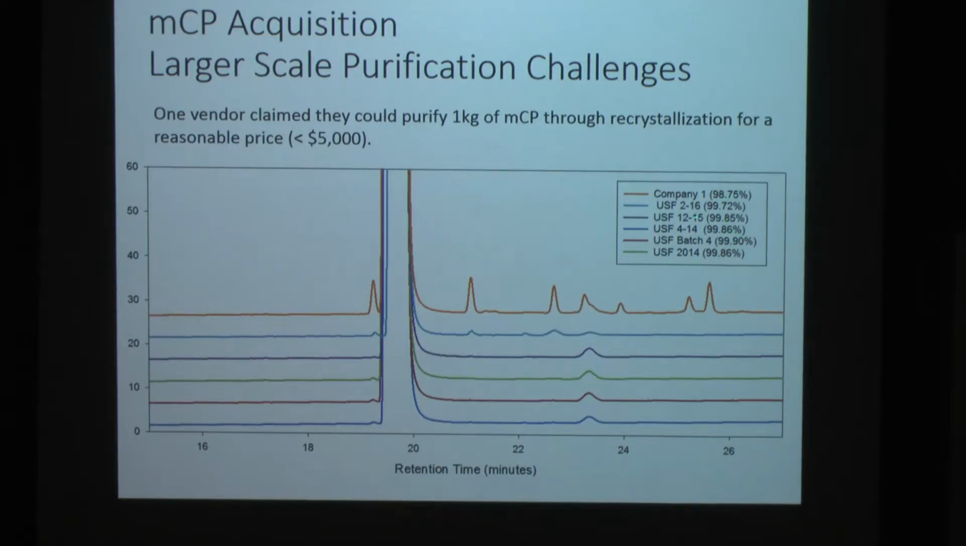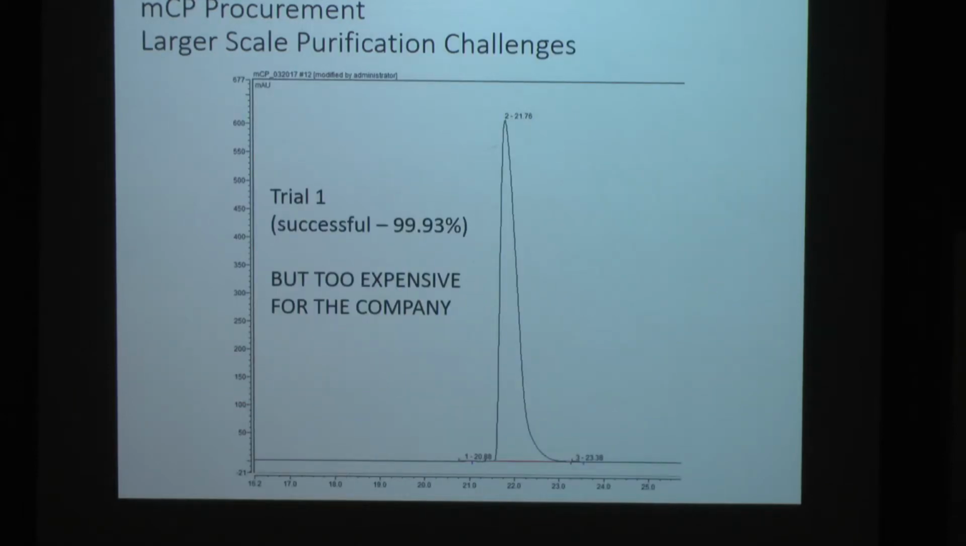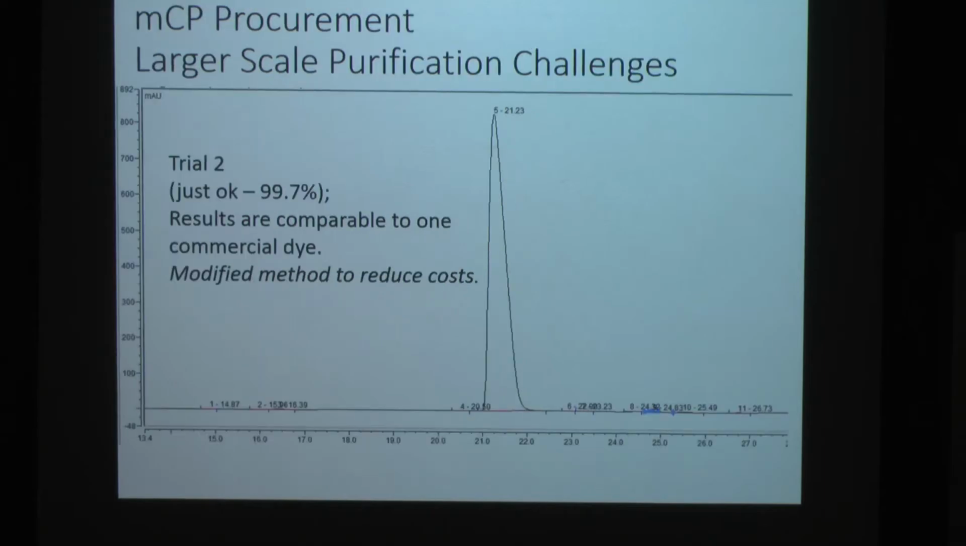99.7 to 0.9, 98.75. So you can see these other peaks are lowering the purity compared to what the USF batches show. The company used essentially a scaled-up version of the USF isolation and purification procedure with the acetonitrile, and they got a very good purity, but it was too expensive. We wanted to pay $70,000 for a kilogram. They couldn't meet it. 250 kilograms, they still couldn't. 250 grams, a quarter of a kilogram, they still couldn't do it.